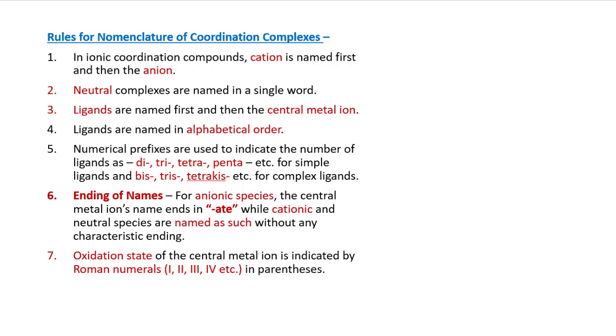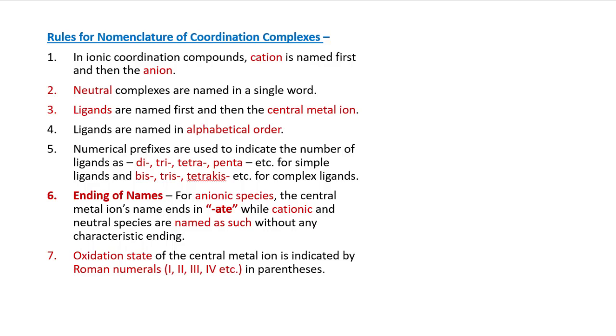Hello friends, so now we'll discuss the rules for nomenclature of coordination complexes. So as you can see, the first rule says that in an ionic coordination compound, the cation is named first and then the anion. So we have to identify which is the cationic part and the anionic part in an ionic coordination complex, and then we'll start with the cationic part first and then the anionic part during nomenclature.